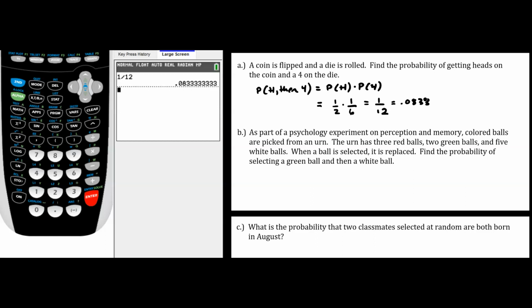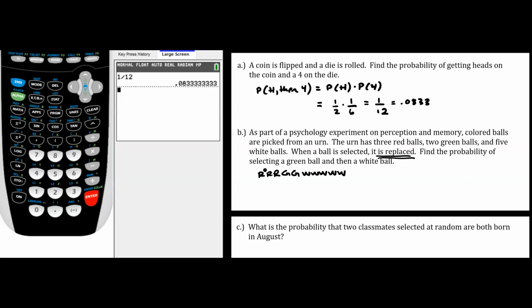Okay, let's look at example B. As part of a psychology experiment on perception and memory, colored balls are picked from an urn. The urn has 3 red balls, 2 green, and 5 white balls. And so I'm going to denote this with 3 R's, 2 G's, and 5 W's. When a ball is selected, it is replaced. And so remember, when balls in a situation like this are replaced, that means the second event that occurs is completely independent of the first event because of that with replacement idea.